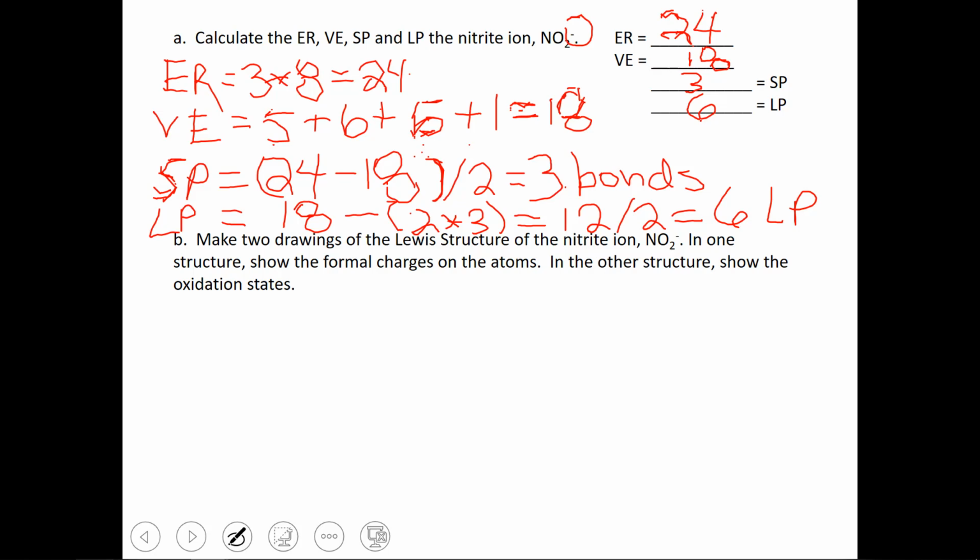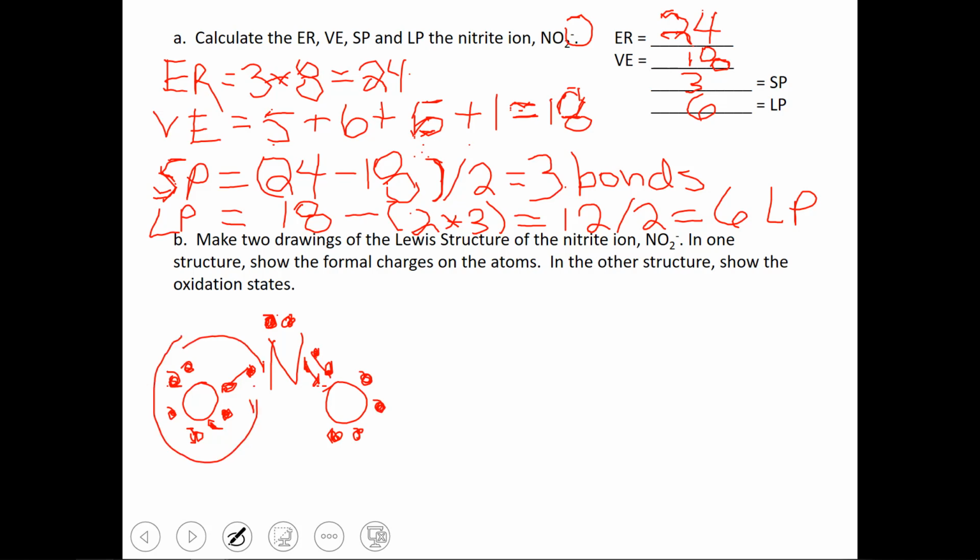Now it's time to draw the nitrite ion. Nitrogen goes in the middle and oxygens on either side. We know that we have 3 bonds, so it doesn't matter if I put the single bond on the left side or the right side. I just need to put 3 bonds in this compound. Each atom needs 8 total electrons around it. Bonds hold 2 electrons. So the oxygen on the left side will need 3 lone pairs, nitrogen will need 1 lone pair, and the oxygen on the right side will need 2 lone pairs.